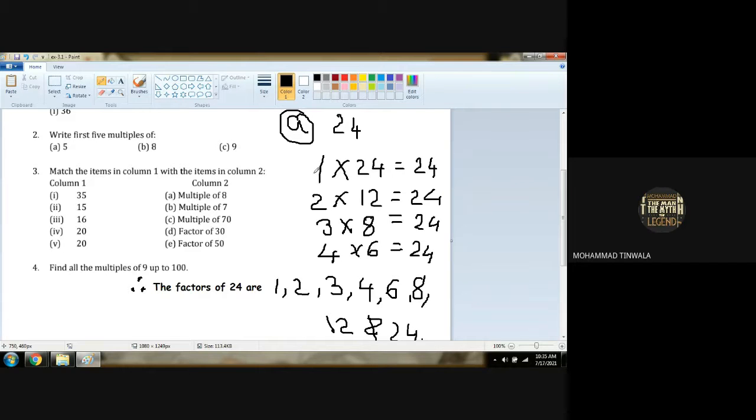Have you cleared with sum number 1? Yes, sir. Have you cleared with the pattern and the method of how to write the answer in the fair book? Yes.